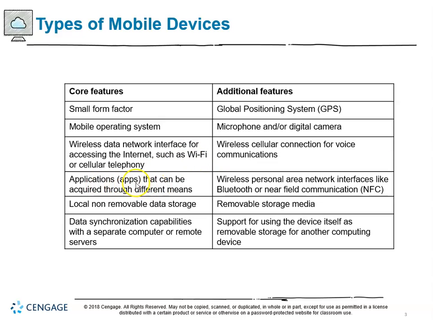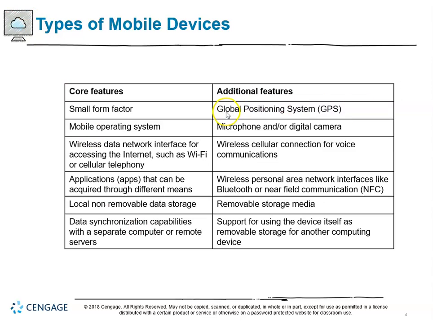And applications, the short name for that is apps, can be acquired through different means on these mobile devices. It might be an app store in the case of Apple, or it could be Google Play for Android devices. They also are noted for their non-removable data storage, as well as data synchronization capabilities with computers in the cloud. That makes them very useful, that they're always being backed up, so to speak, or synchronized with a fixed mainframe computer or some other cloud source somewhere.